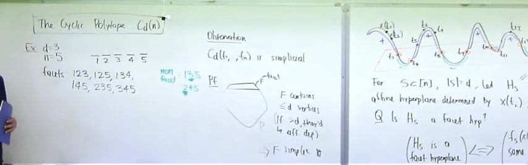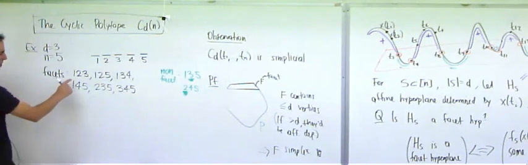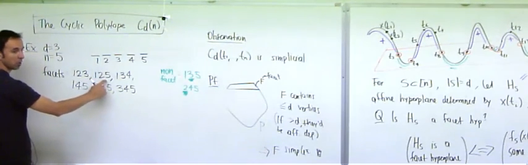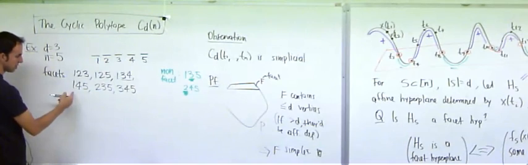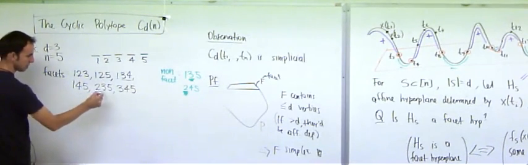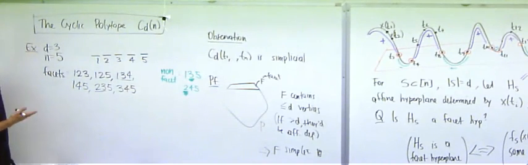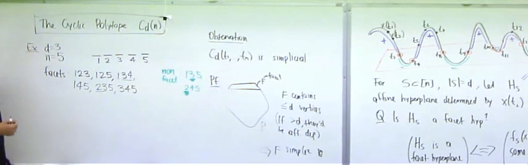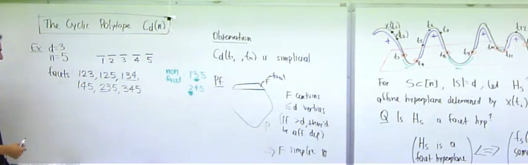I don't care about the block containing 1 or 5, but every inner block, in this case there's no inner blocks, in this case this is an inner block, and in this case there's no inner blocks. So you see all the inner blocks have even size, so those are facets. And you can check easily that the other things are not facets.